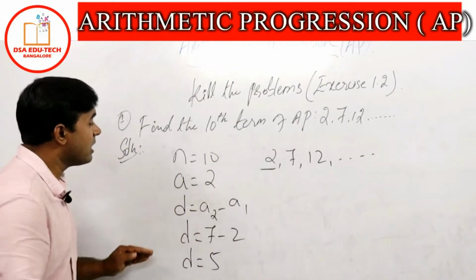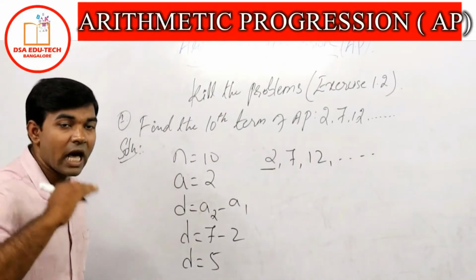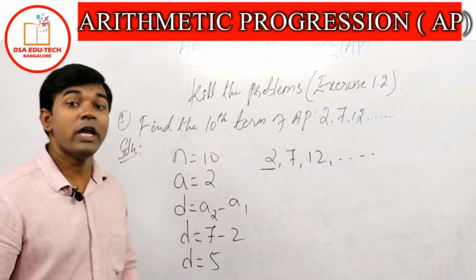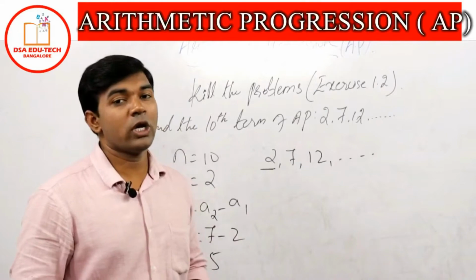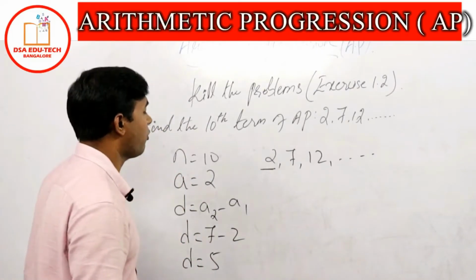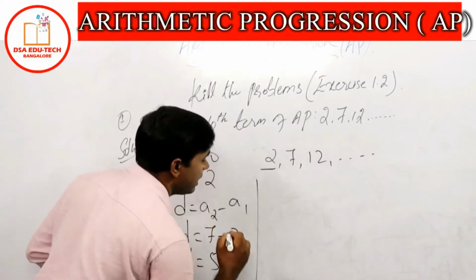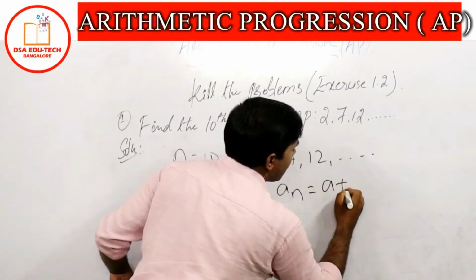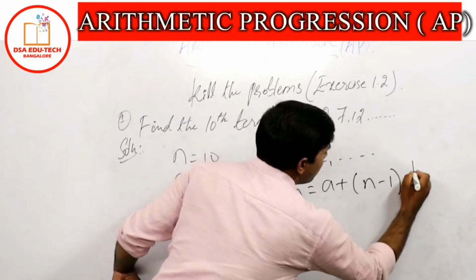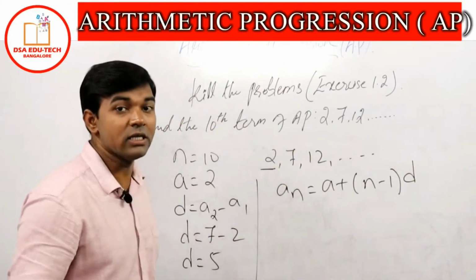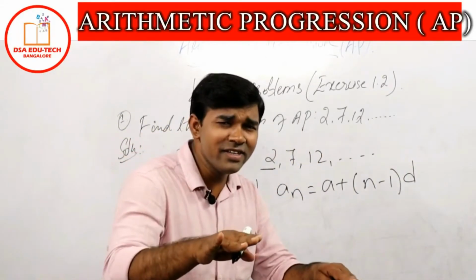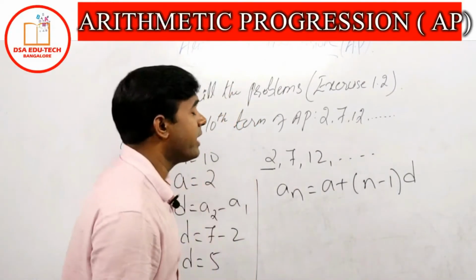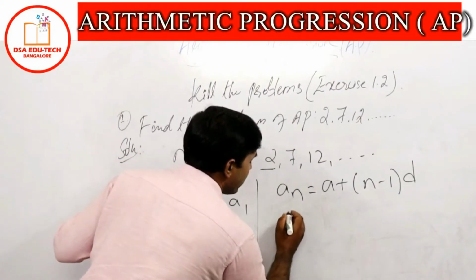So we have the value of n, the value of A, and the value of D. Let me write the formula to calculate the nth term of an AP. The formula is an is equal to a plus n minus 1 into D. A plus n minus 1 into D. Very easy, right? By the time I repeat, you should be able to memorize it. So an is equal to a plus n minus 1 into D.